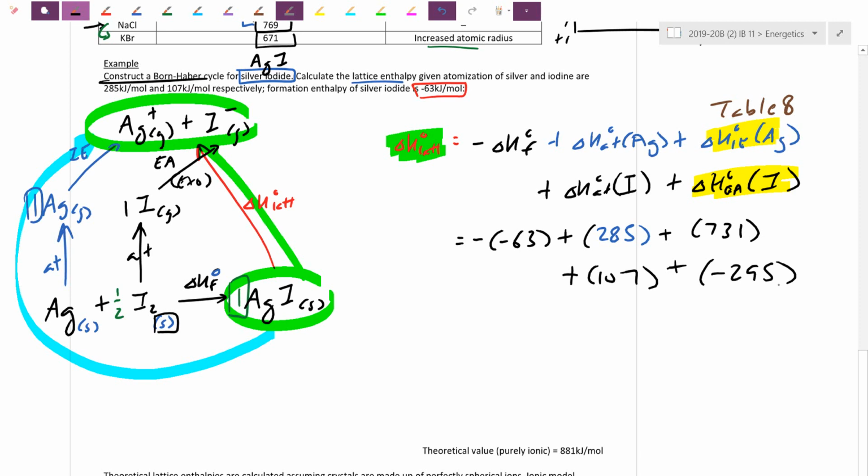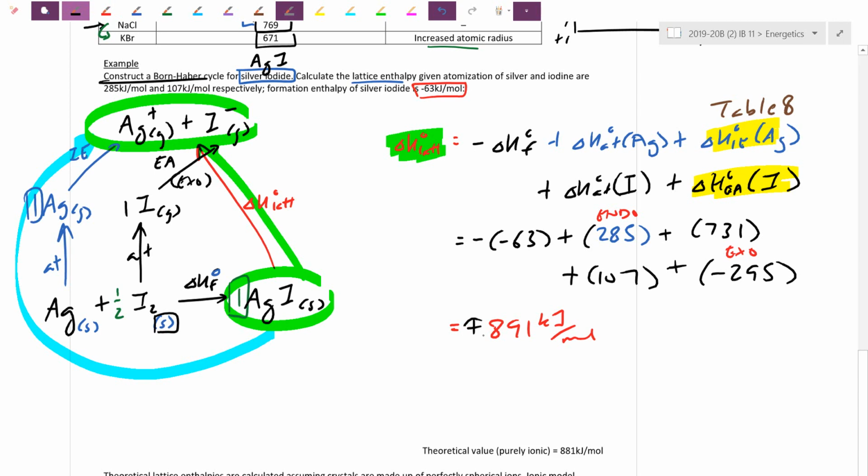And we verified here, the majority of these are actually endo. They put us in a more energetic state. There was no reason to become a gas or lose electrons. The only one that was exo is the electron affinity. So let's just crunch our way through. The math ends up fairly simple, we're just doing simple pluses and minuses. Take 63, add 285, 731, 107 minus 295, and I get 891. The units are going to be kilojoules per mole. Our whole data booklet has enthalpy values in kilojoules per mole.